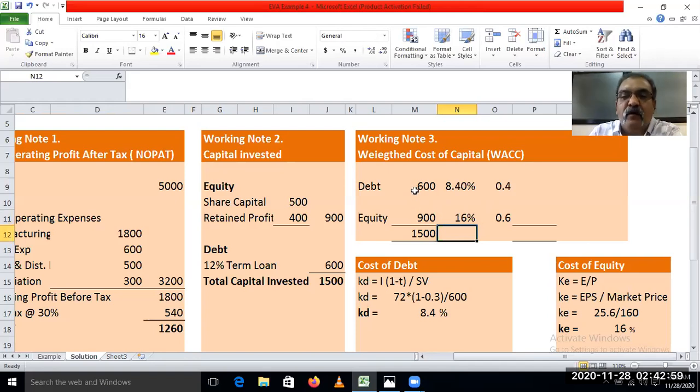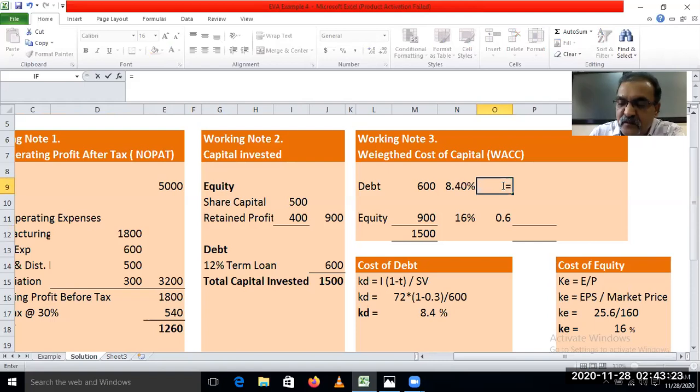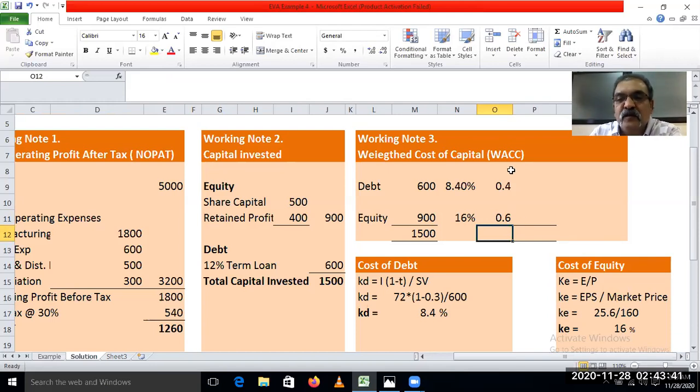Now we know the amount of debt and equity. We know the specific cost of debt and equity. Now we have to find out the proportion or weight of debt and equity on total capital. Debt amount is 600, so proportion of debt on total capital is 600 on 1500. 600 divided by 1500 comes to 0.4. And equity 900 upon 1500, so 900 divided by 1500 comes to 0.6. So these are the weights.